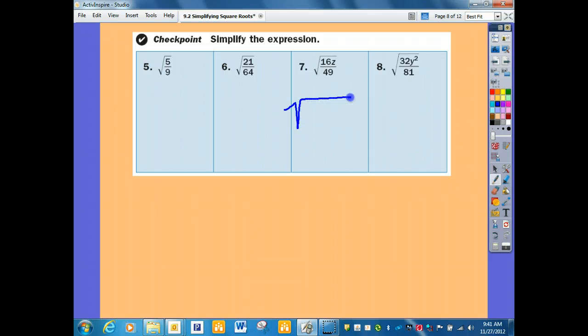We have the square root of 16z over, I like to change the colors, the square root of 49. Ooh, look at everybody. Who wants to do it? All right, come on up. Questions are good. Is 16 perfect? Oh, it is. Good catch.